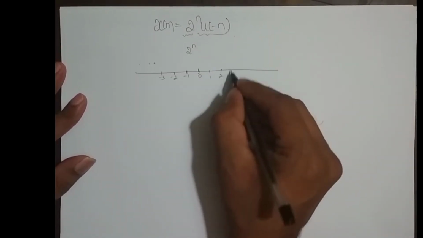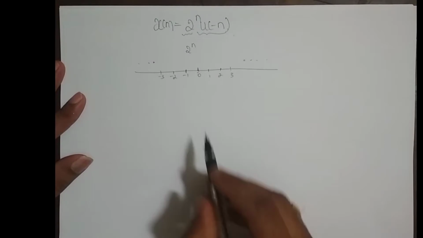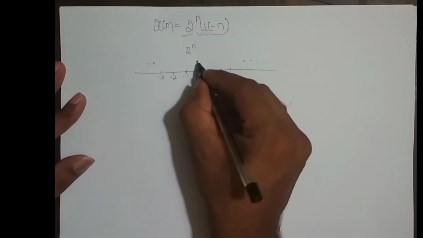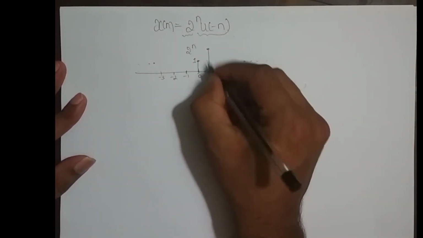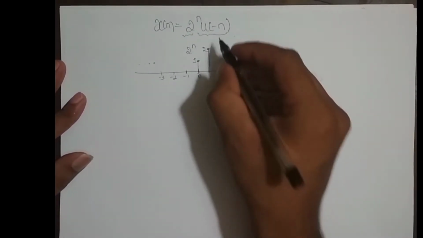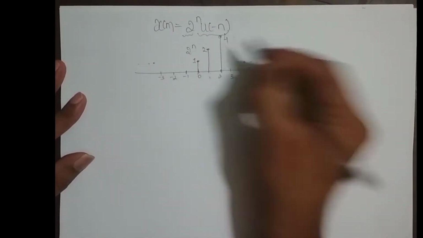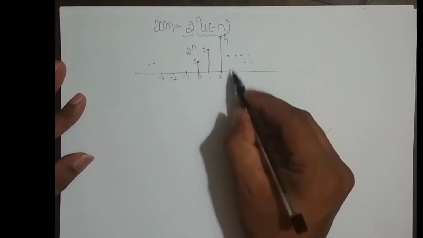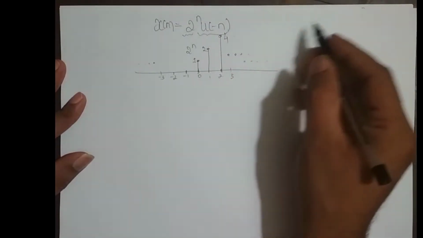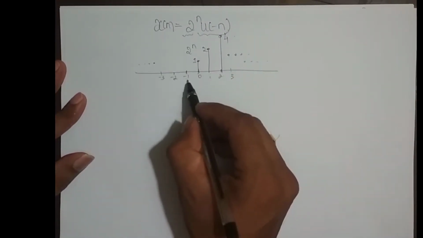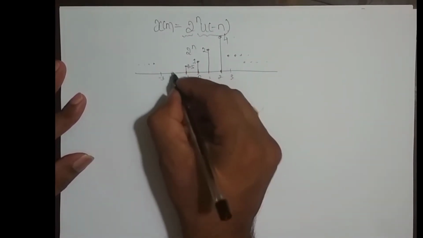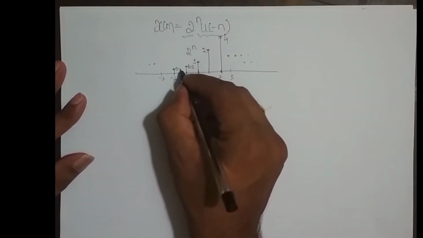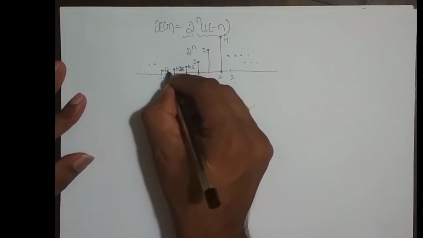When n equal to 0, 2 to the power 0 is 1. When n equal to 1, it is 2 power 1, which is 2. When n equal to 2, it is 2 to the power 2, which is 4, and it goes on. When n equal to minus 1, it is 2 power minus 1, which is 0.5. When n equal to minus 2, it is 0.25, then 0.125, and this goes till minus infinity.